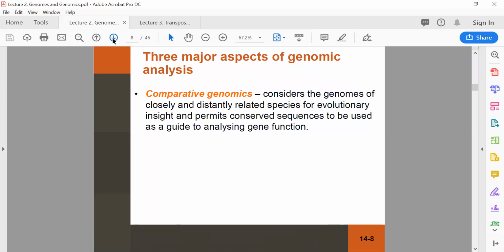So, for example, if you've actually listened to last week's lecture, you'll remember that homeobox domain. That's present in homeotic genes, not just in the fruit fly Drosophila, but in many, many other species, including plants. So this field of comparative genomics considers the genomes of closely and distantly related species for the purpose of evolutionary insight, and also allows these conserved sequences to be used as a guide to predicting gene function. If you were, for example, studying the function of a completely unknown gene.